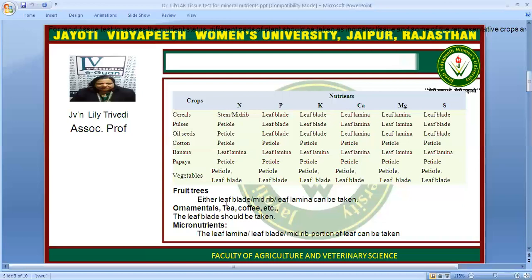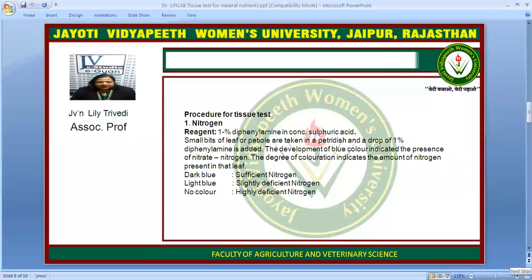For fruit trees, leaf blade, midrib or leaf lamina can be taken. For ornamentals and tea and coffee, leaf blade should be taken. And for micronutrient testing also, the leaf lamina, leaf blade and midrib portion is taken.